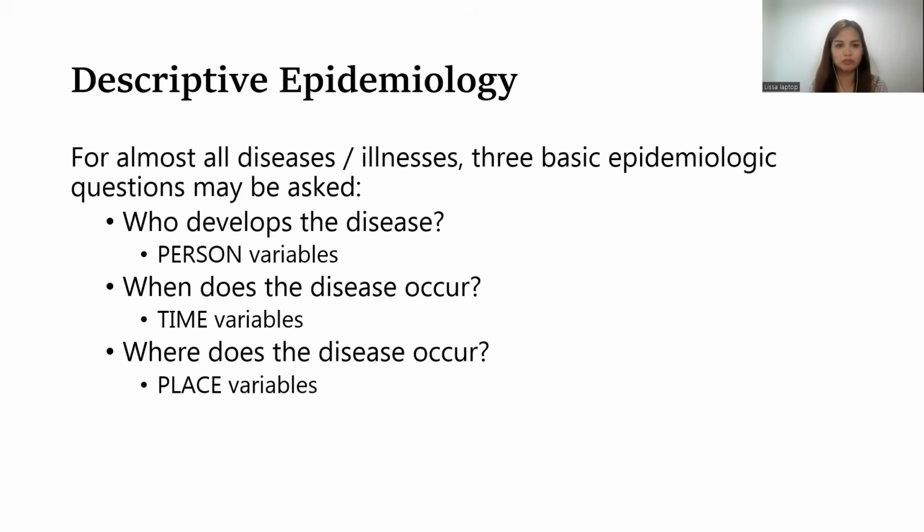For descriptive epidemiology, for almost all diseases and illnesses, there are three basic epidemiologic questions which may be asked. First, who develops the disease? These are the person variables. When does the disease occur? These are the time variables. And where does the disease occur? These are the place variables.